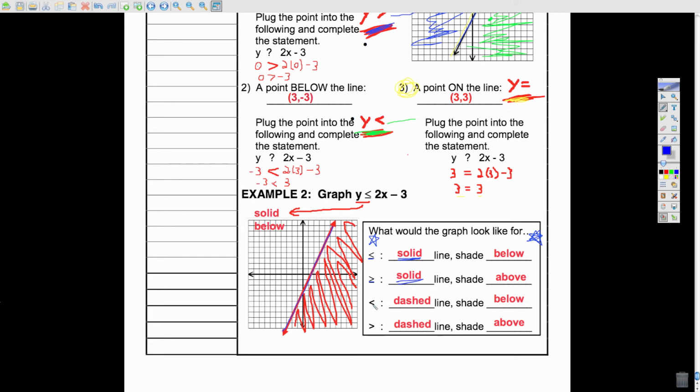If the sign is just a less than or a greater than, it doesn't have the line underneath it, then the line, instead of being solid, would be dashed. It would look something like this, a dashed line.